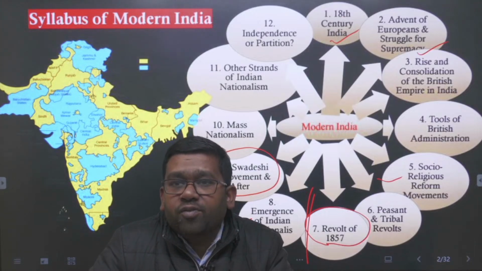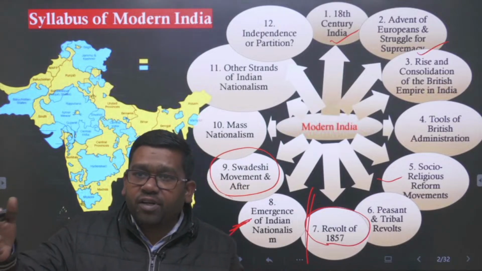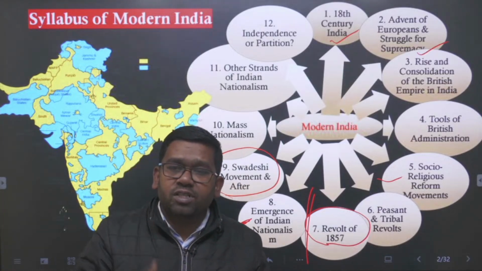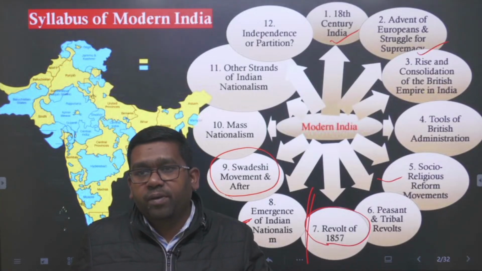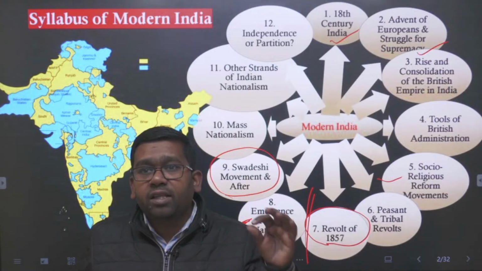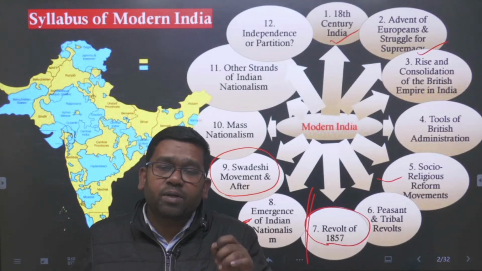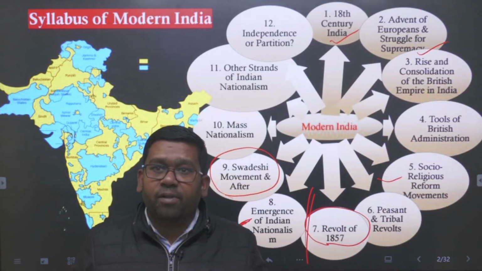The Swadeshi movement will be 1905 to 1908, and then we look at what happened after the Swadeshi movement and before 1919. We discuss all these things, the Poona Pact, the Khilafat movement and all. Then chapter 18 starts with mass nationalism. This is a very interesting topic, and this is the name I have given: mass nationalism.